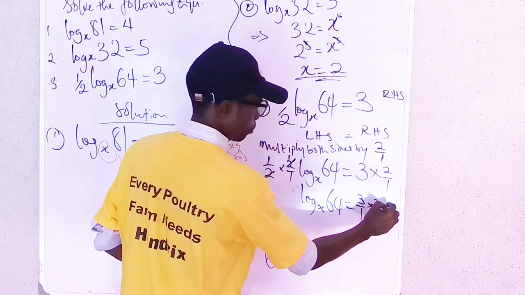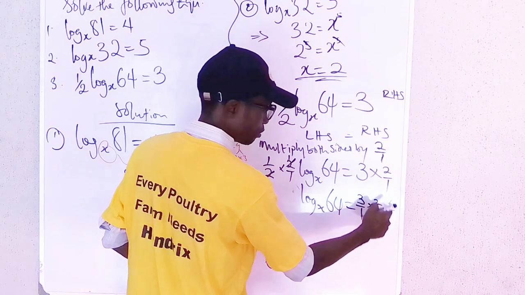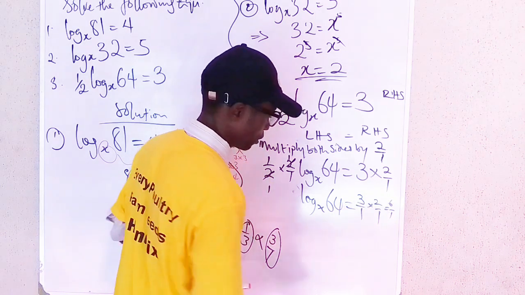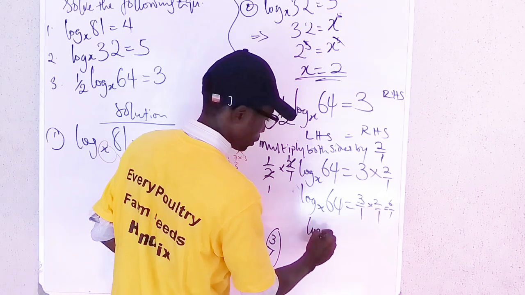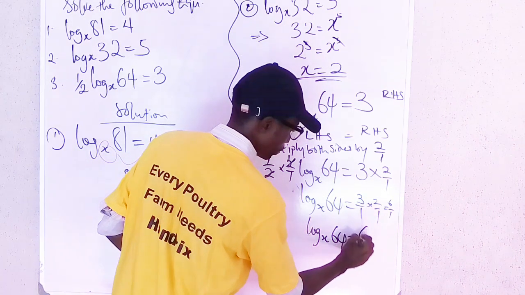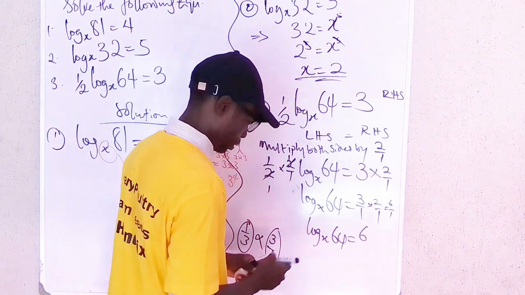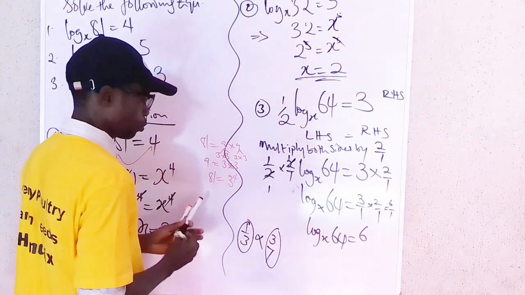So 3 times 2 is what? 6. 1 times 1 is 1. Now 6 divided by 1 is still what? 6. So what you have here is log of base x, 64 is equals to 6 over 1. 6 over 1 is the same thing as what? 6. Now, let's move the equation up.